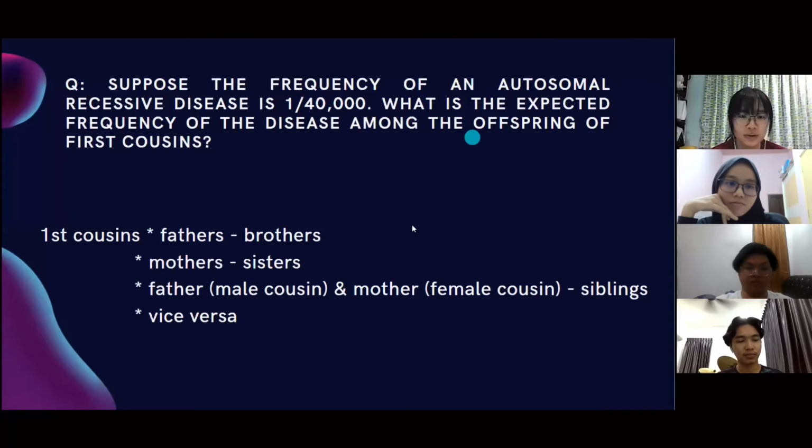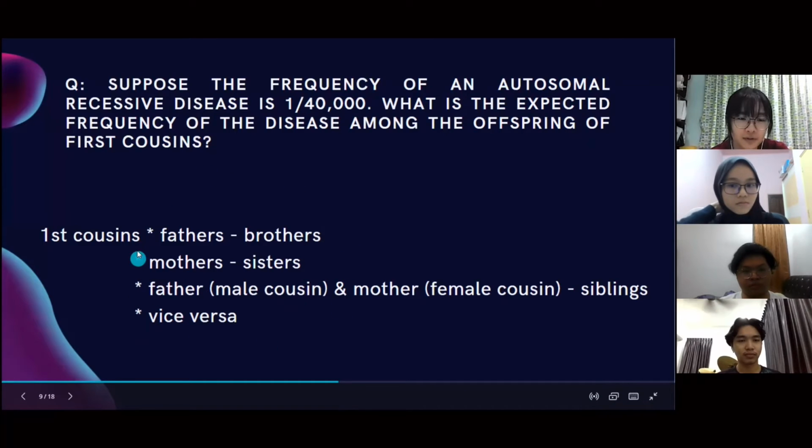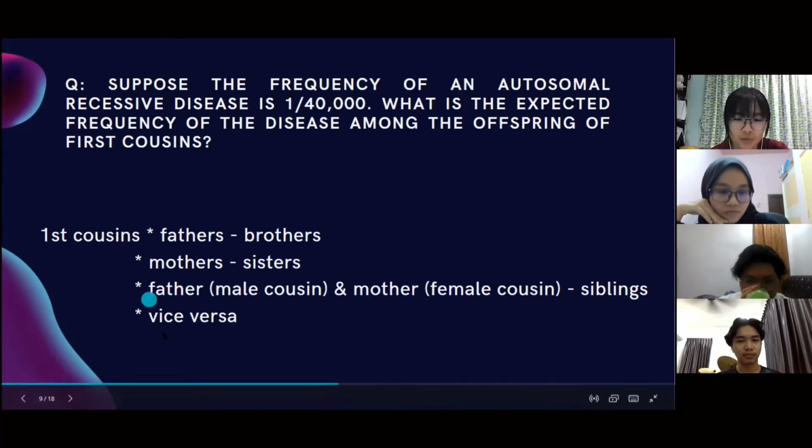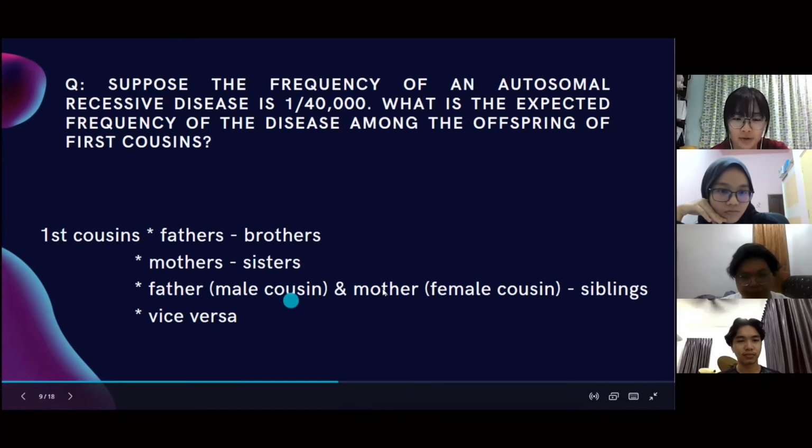There is one question that we can discuss. Suppose the frequency of an autosomal recessive disease is 1 per 40,000. What is the expected frequency of the disease among the offspring of first cousins? So we need to know the meaning of first cousins. There are 4 possibilities for first cousins: the fathers are brothers, the mothers are sisters, or the father of the male cousin and the mother of the female cousin are siblings, or vice versa, meaning the father of the female cousin and the mother of the male cousin are siblings.